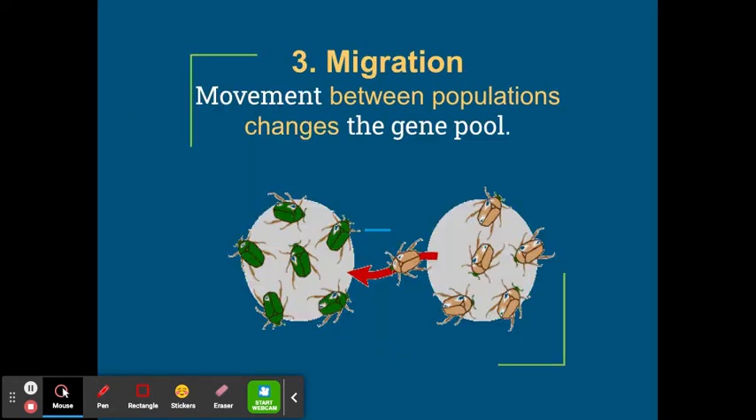So the third type of driver for evolution is going to be migration. Migration is going to be the movement between populations, which changes the gene pool. So this is really important because we talked about before, you can't just change your genes. So how do you get new variations into a population? One example is going to be migration. So this is how you introduce new genes into that gene pool, which allows for better survival in case that environment changes.